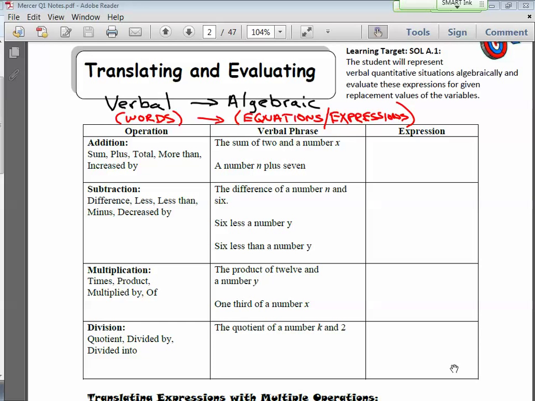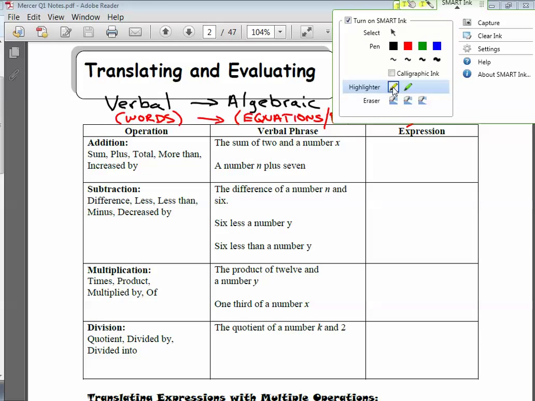So we have our keywords, which you guys have probably heard about before, to tell us what operations we need to do. So for the operation addition, our keywords are sum, plus, total, more than, or increased by. Any of these let us know that we need to do addition. So for example, if we see the sum of 2 and a number x, I know because I have this sum right here that I need to do addition.